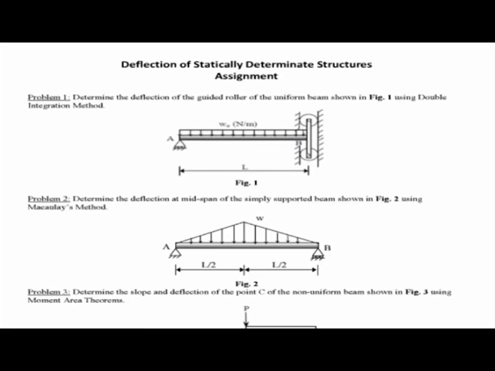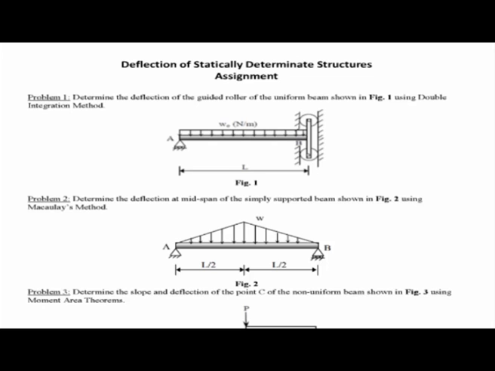Okay, so these are some of the assignment problems that I gave for this lecture. The first one that you see here is a double integration method problem. What I have here is a beam which has a roller support at one end, and it has a support at end B which is fixed, but it is not restrained in the vertical direction. There are rollers by which that beam can move in the vertical direction at end B.